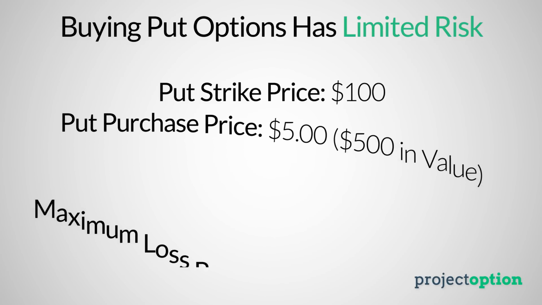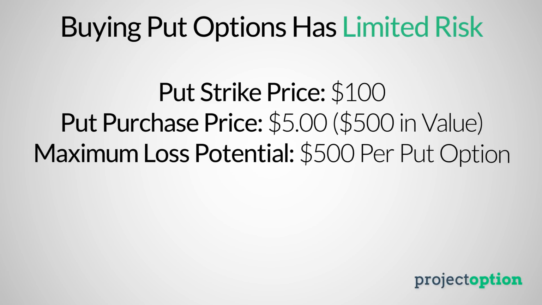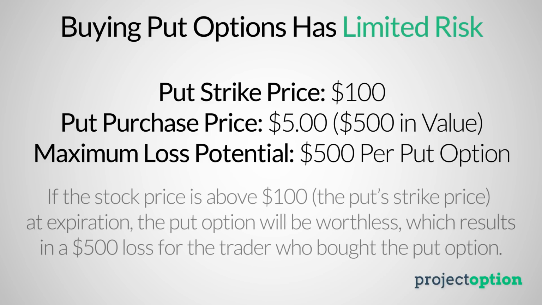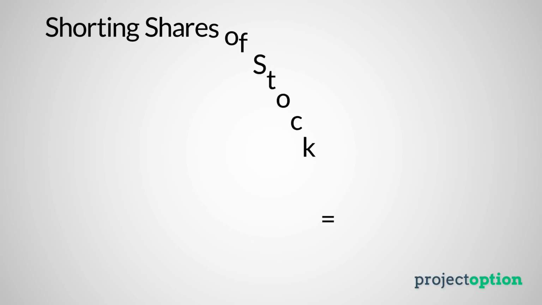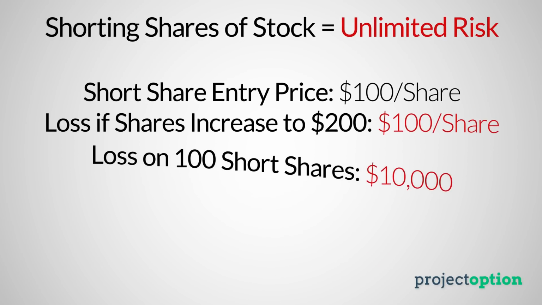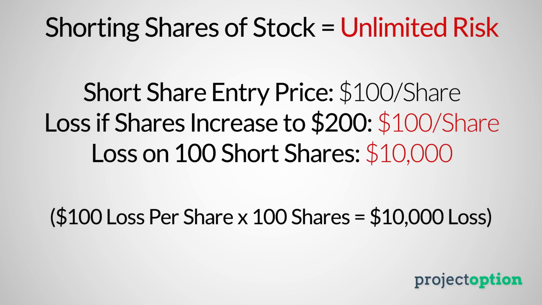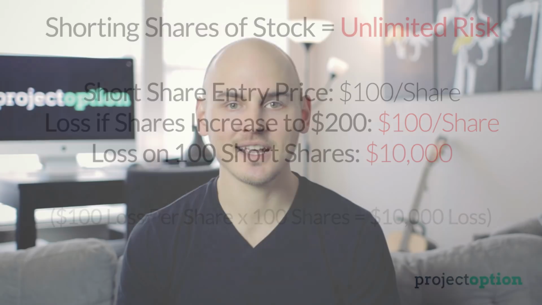So for example, if you buy a put option with a strike price of $100 for $5 in premium, or you pay $500 to buy that put option, the most you can lose, no matter how high the stock price goes, is $500, which is the premium that you paid for that put option. However, if you short shares of stock at $100 and the share price goes up to $200, you'll have lost $100 per share of stock. If you shorted 100 shares of stock, that would mean that you just lost $10,000 of your money, whereas if you would have purchased that $5 put option, you would have only lost $500.